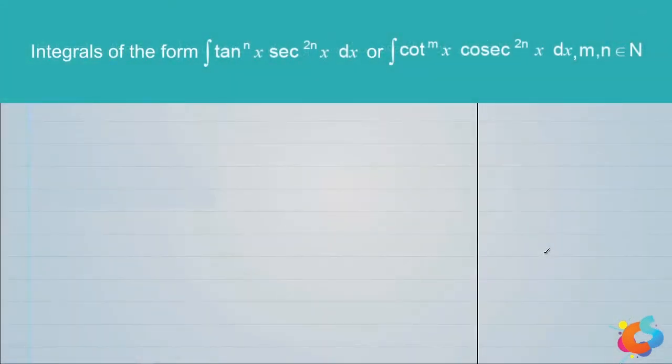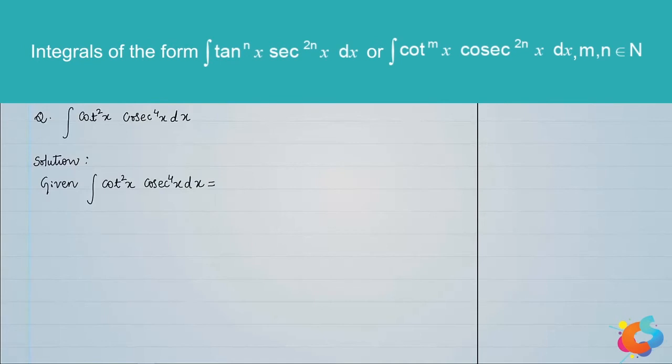Let us consider one more problem of the type cot to the power of mx into cosecant to the power of 2nx dx. So here we know that the derivative of cot x is cosecant square x, but we have here cosecant to the power of 4x. So what to do with one more cosecant square x? That is a question mark. So what we can do is, cosecant square can be expressed in terms of cot. So let us try that.